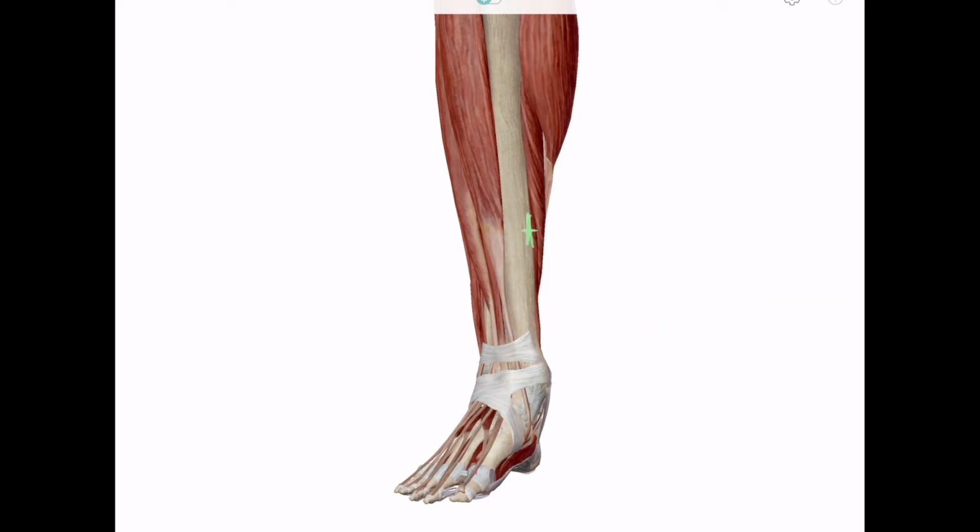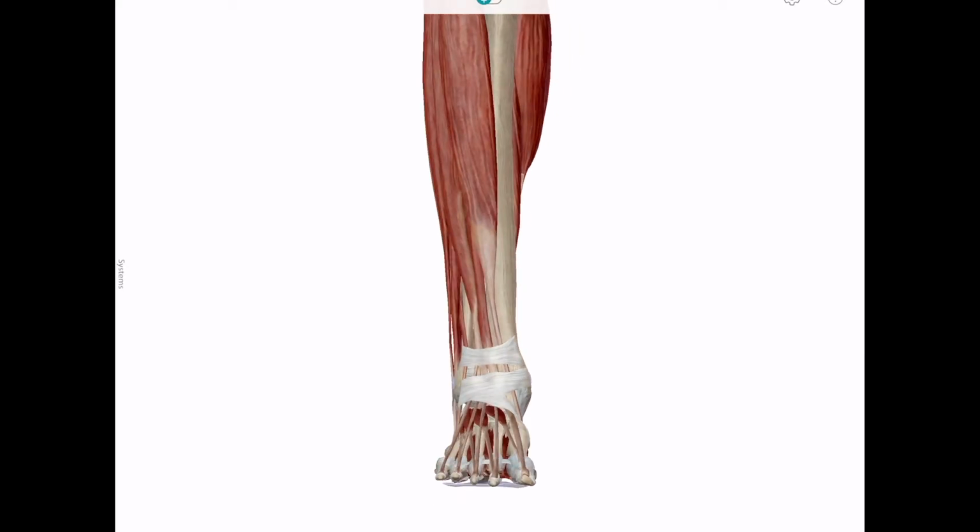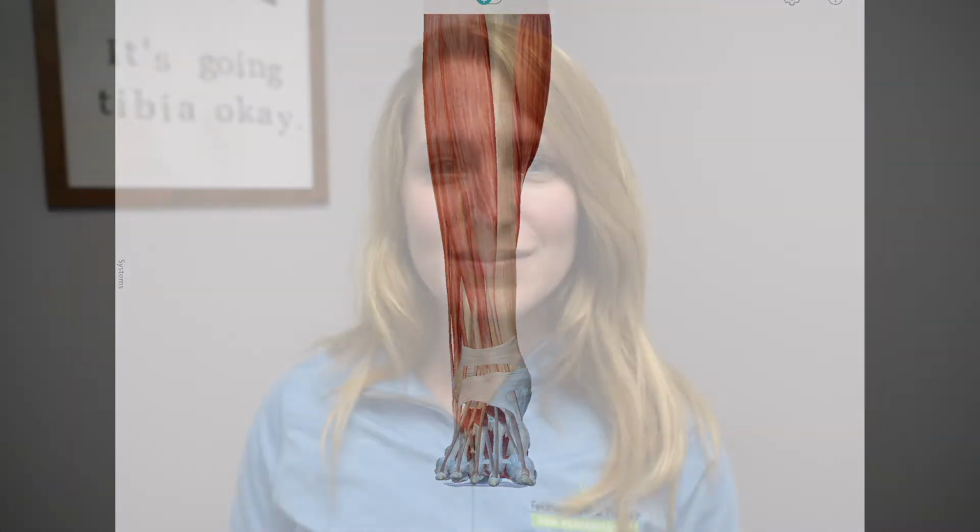So let's go ahead, since you have your little anatomy lesson here, and get started in talking about how you may recognize the signs of shin splints versus stress fracture during activity.